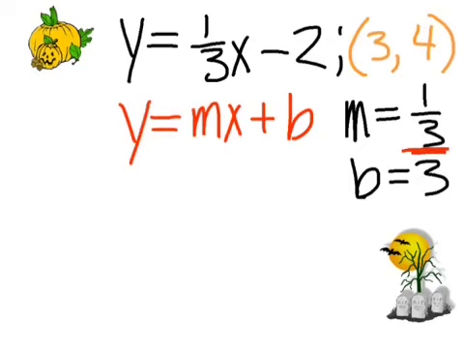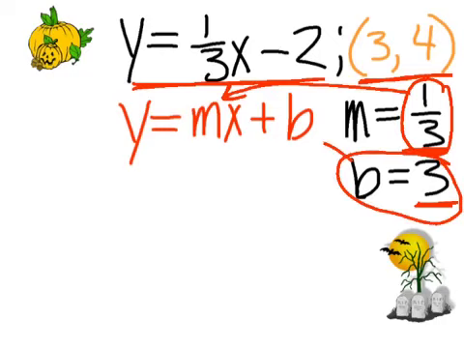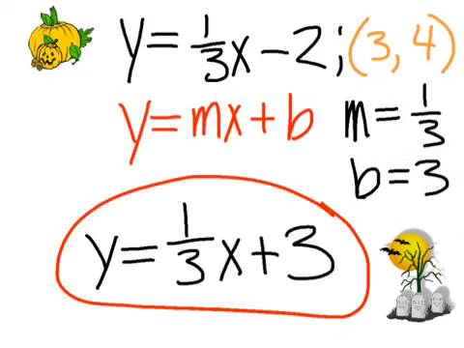Now we found that our slope is 1/3 and our y-intercept is 3. To find the equation that we're looking for, remember we're looking for an equation parallel to 1/3 x minus 2 that goes through point 3, 4. We need to plug in our slope and our y-intercept. So our final answer will be y equals 1/3 x plus 3.